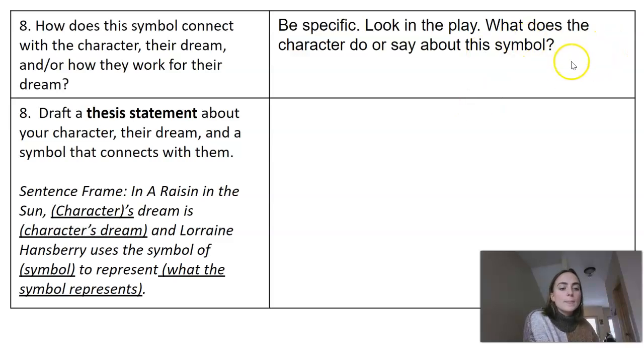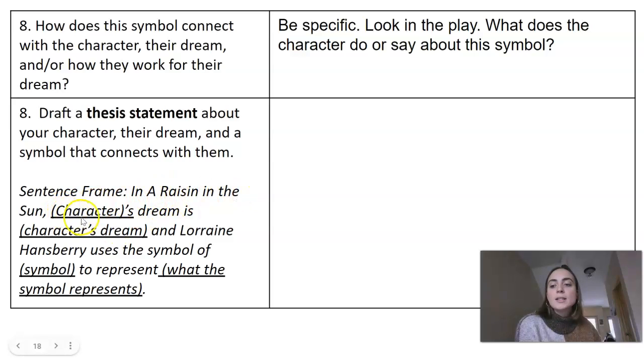Why is it important? And then this one is drafting a thesis statement. Your thesis statement is one sentence that includes your entire argument. So this is probably the most important sentence you will write. Your thesis statement should include who your character is, what their dream is, and a symbol that connects with them. You can use this sentence frame or outline to write your thesis.